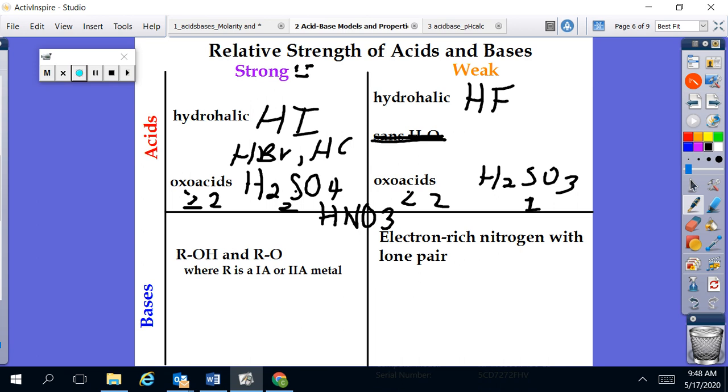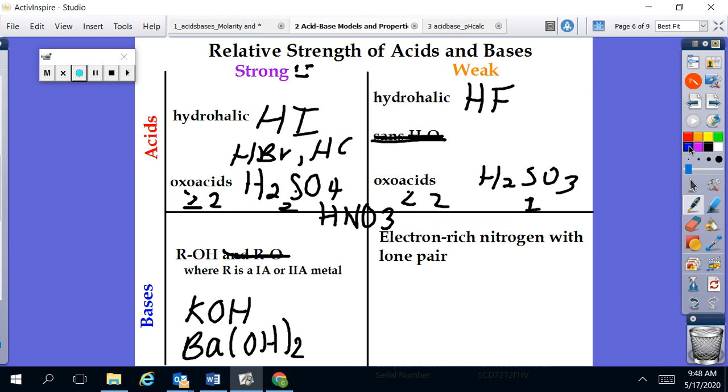As far as bases, if the base has an OH, we're just going to worry about the OHs right now. And if the metal that it's paired with is a group 1A or 2A metal, it is considered a strong base. So potassium hydroxide would be a strong base. Barium hydroxide would be a strong base. Things with group 1 or group 2 metals.